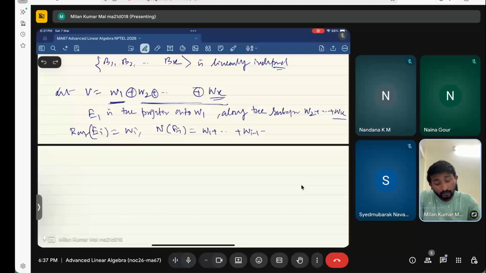So W1 plus W2 plus all the way plus Wk. This is what it is, you can write. Now these are the operators, because the Ei are projections. I think I have written that the range of Ei is equal to Wi.